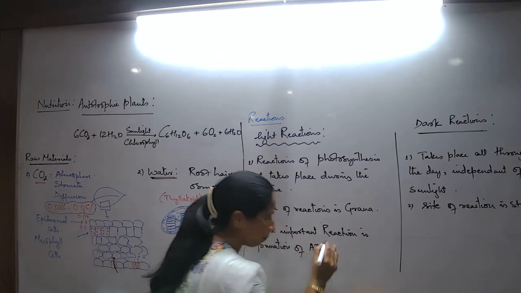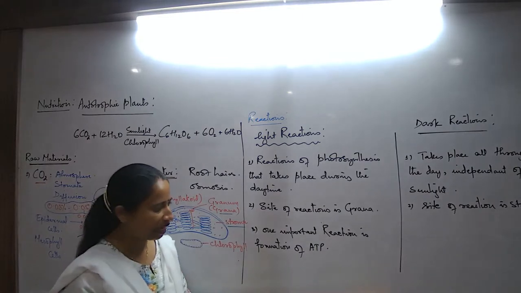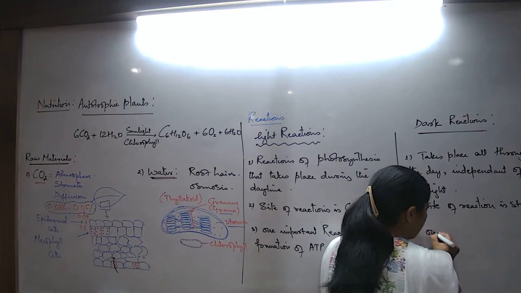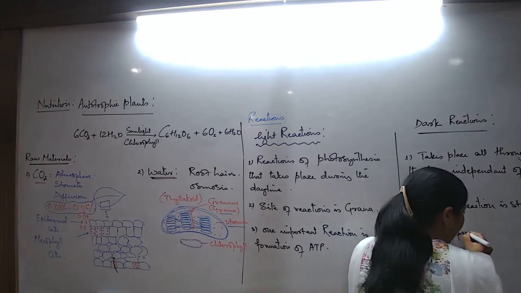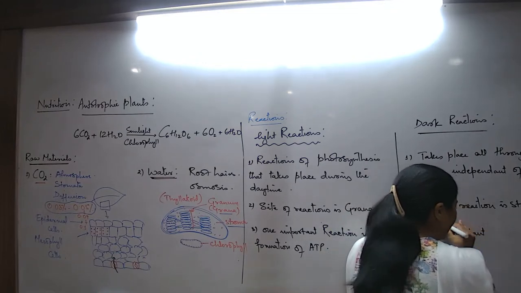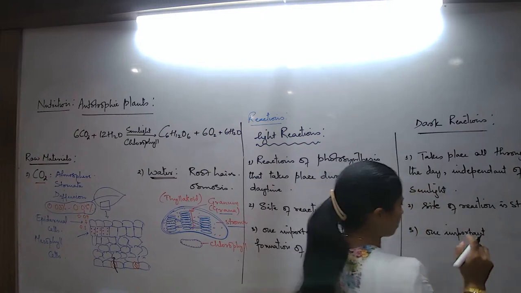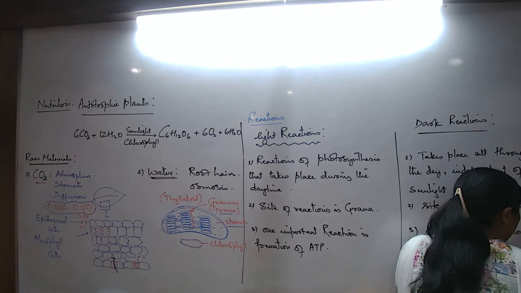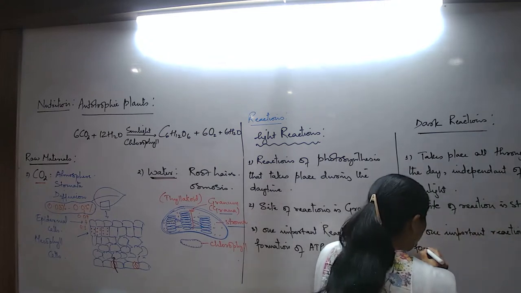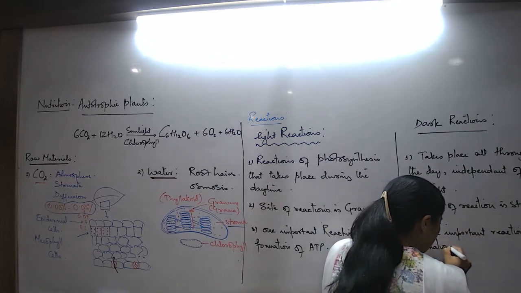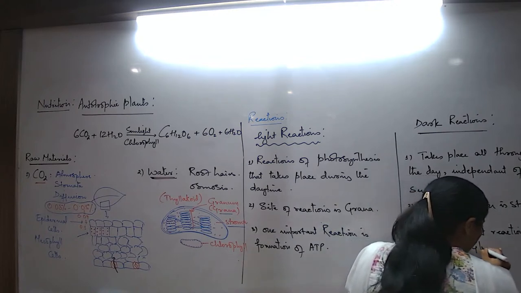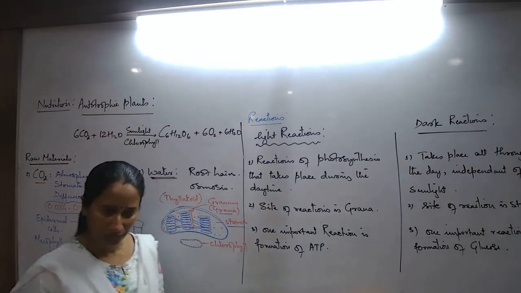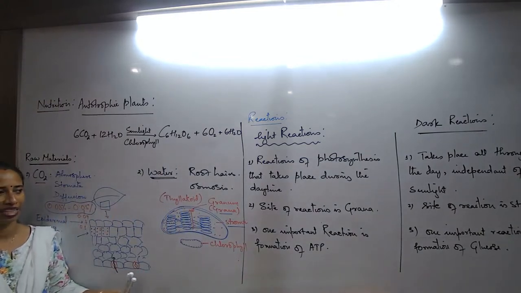What is ATP? Adenosine triphosphate. Then what do we write on this side? One important reaction is, there are many steps, but we are writing only the basic concept here according to your syllabus. One important reaction is the formation of glucose. Again, we are going to understand what happens to glucose, what is the fate of glucose. We will take it up in the next class.